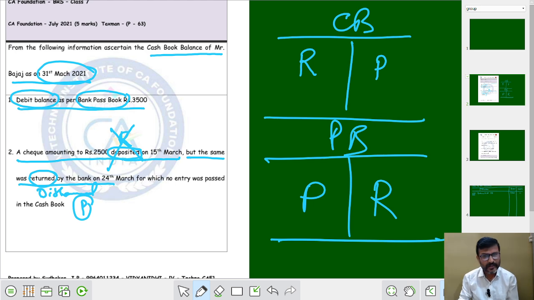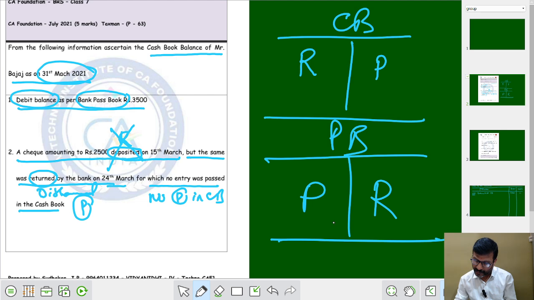On 24th March, that also happened in our financial year, for which no entry was passed in the cash book. What do you mean by that? The dishonored check means payment. Not entered in the cash book means no payment in the cash book. No payment in the cash book means it is not credited in the cash book. So what we have to do? We have to take it on the credit side only.